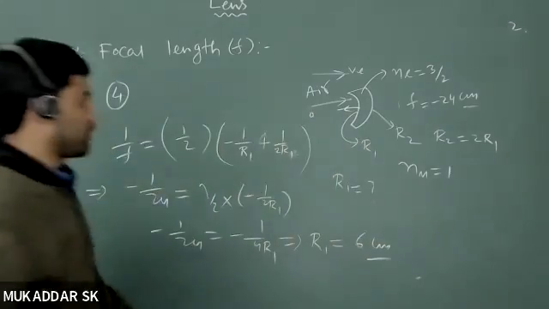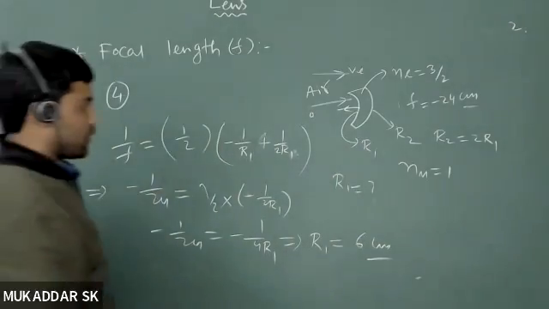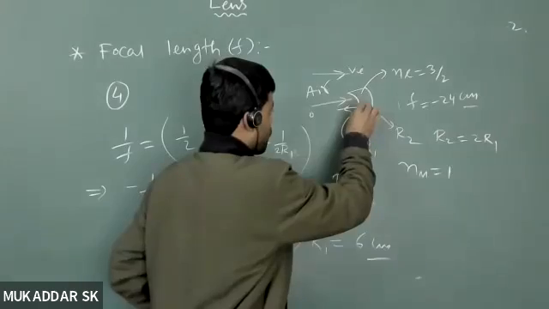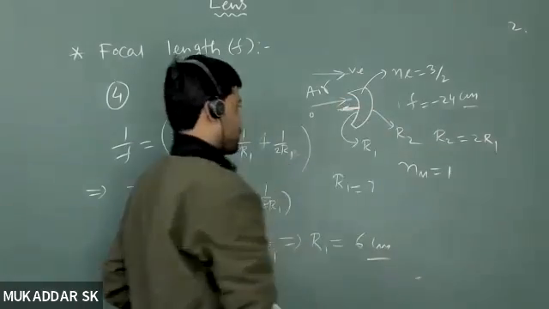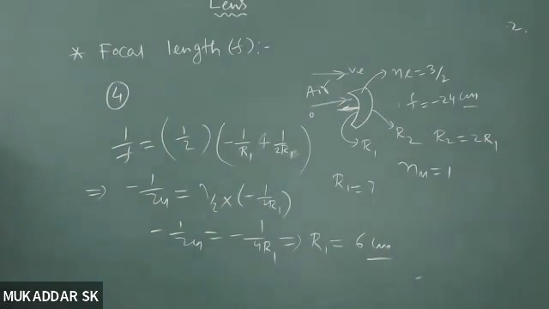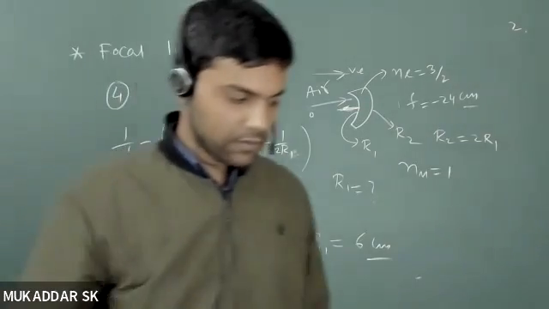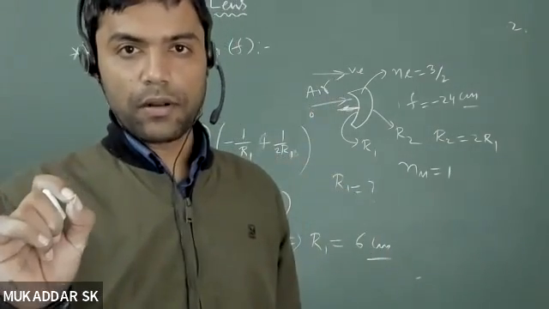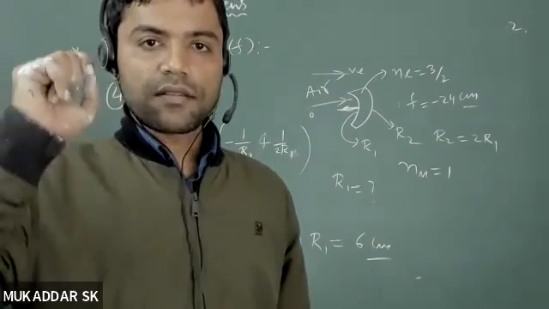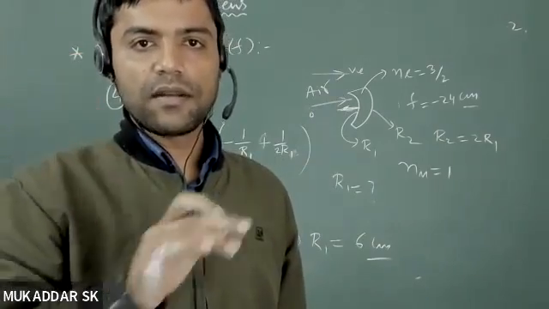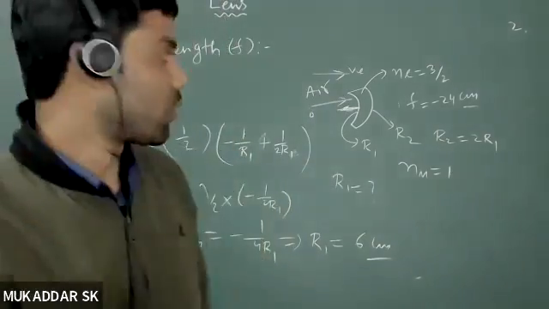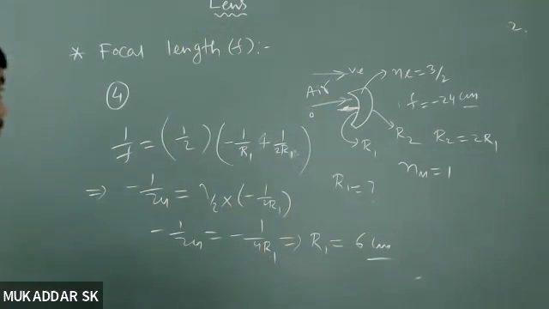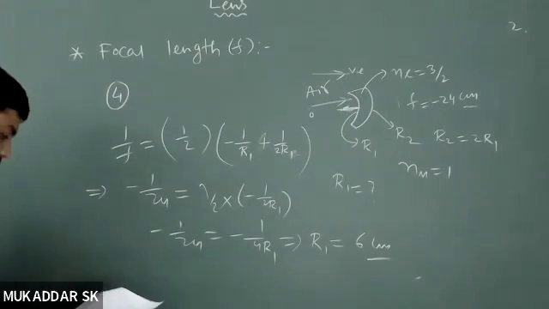But you have to keep in mind, you are calculating this R1 from here, from pole in this direction. Okay? So one thing you have to keep in mind whenever you are solving these ray optics problems: the distance will always be measured from the pole, and the positive direction is the direction of the incident ray. That is the main concept of solving these ray optics problems. Is this clear, what I'm saying?